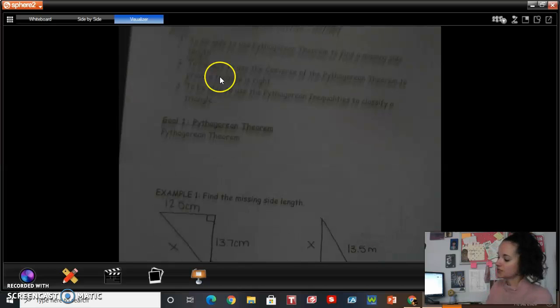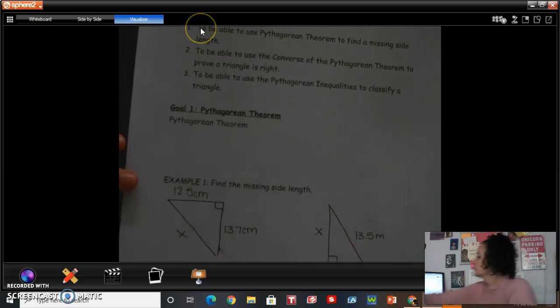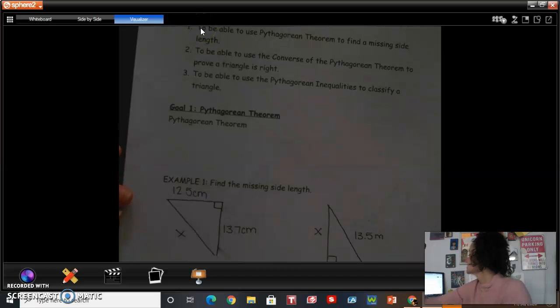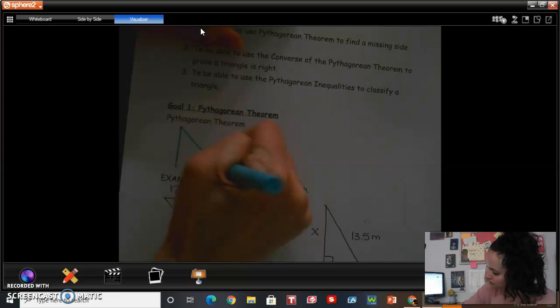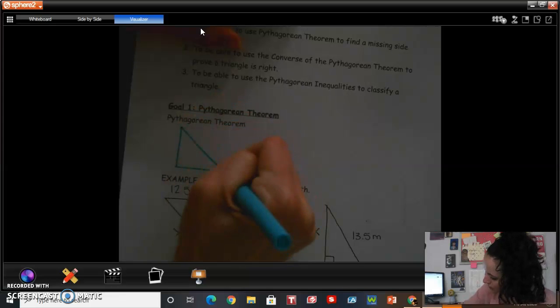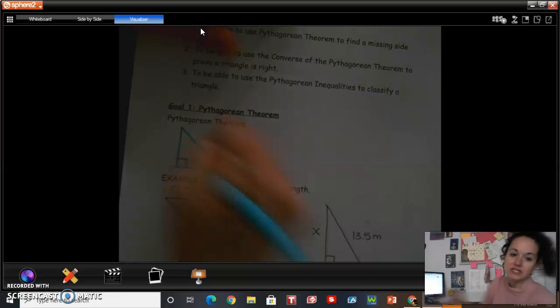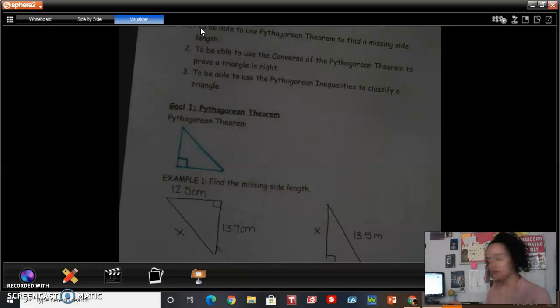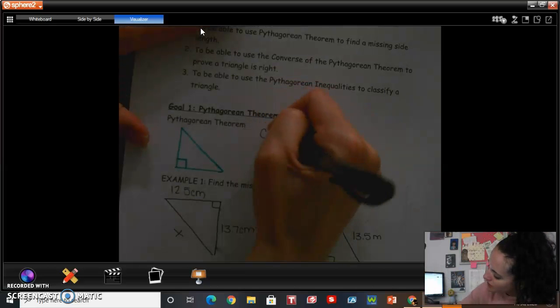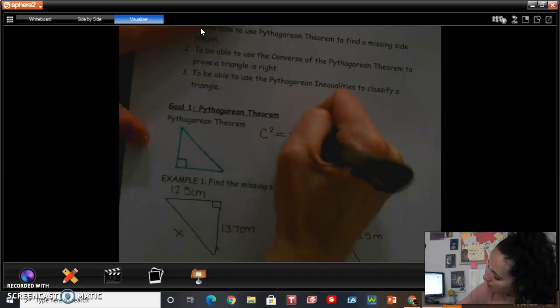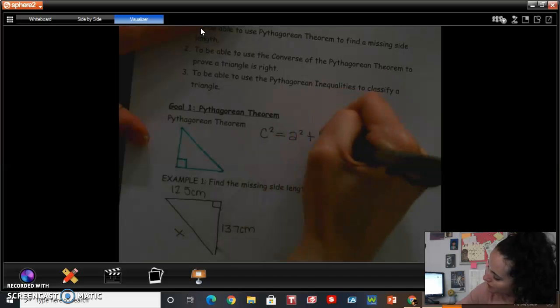So just a reminder, what is the Pythagorean theorem? Well, the Pythagorean theorem only works with a right triangle. If you remember, a right triangle is a triangle that has one right angle, and that would be 90 degrees. Now your Pythagorean theorem is telling you this relationship that occurs between the side lengths of your triangle, and it's a simple formula that I know you've heard before, and that is c squared equals a squared plus b squared.